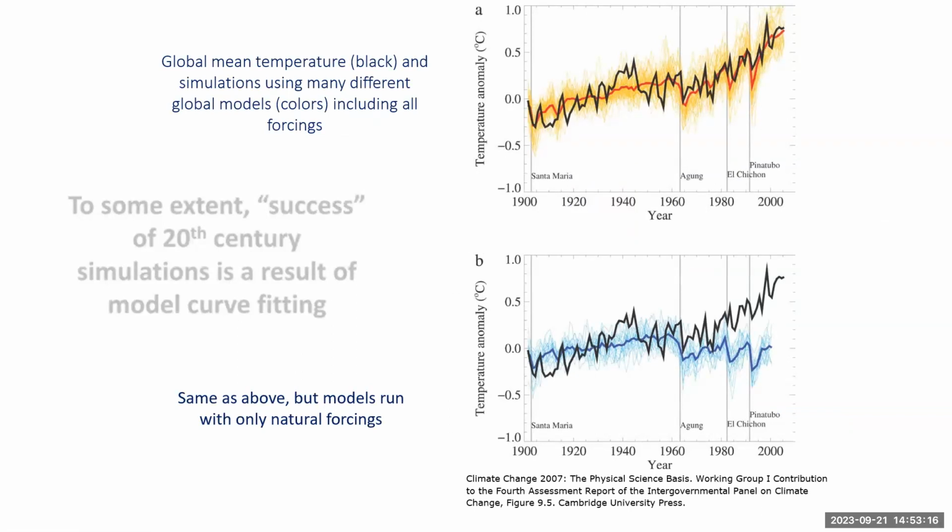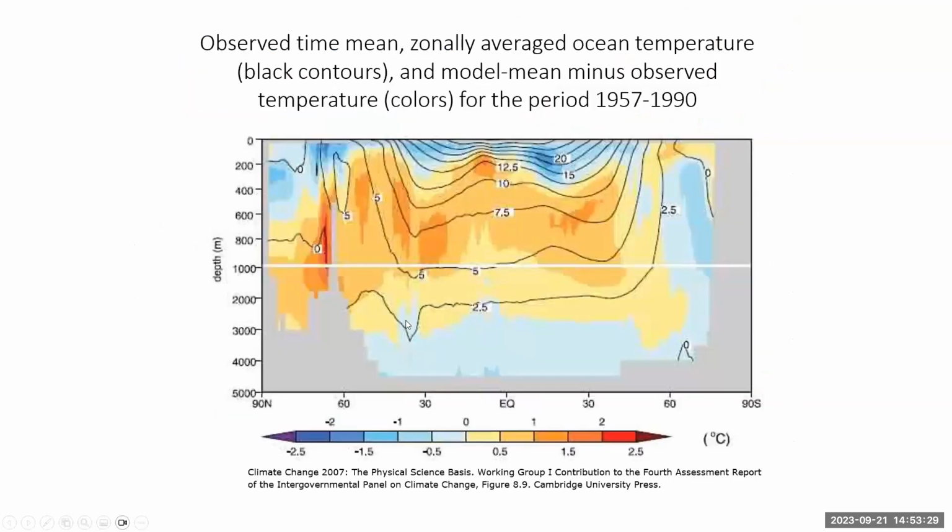So natural forcing has to be there, and if that is also somehow getting some kind of acceleration or feed due to some activities that we perform, then that also is getting altered. So that is the observed time mean zonally averaged ocean temperature. What you see, black contours, and model mean minus observed temperatures, colors, for the period 57 to 1990.